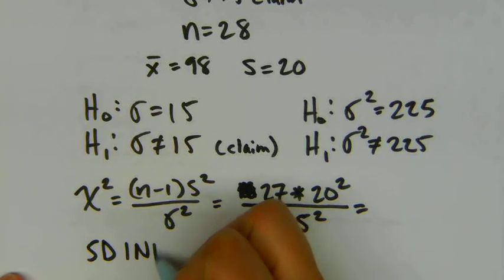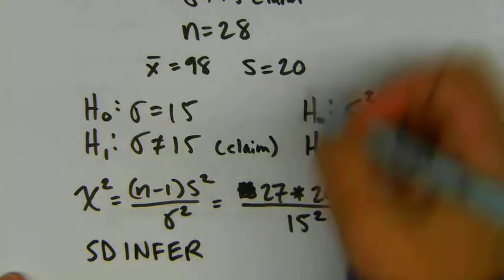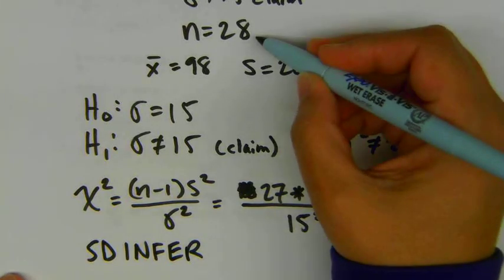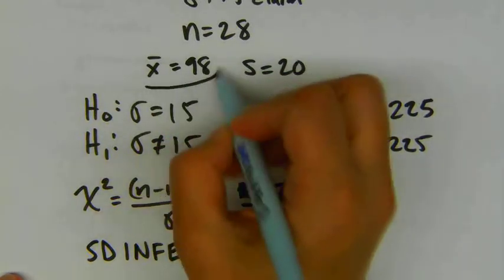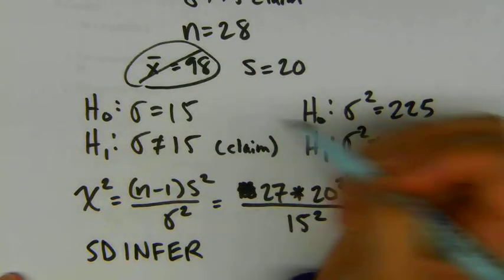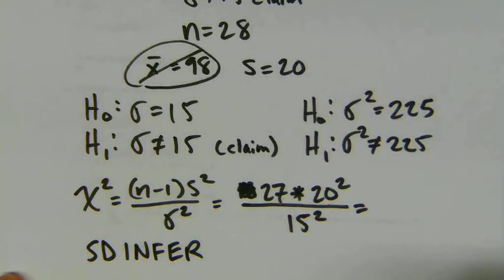If you have raw data, you would need to run one-var stats so that you have n and you have s. So we're actually not going to even use the sample mean here. This question wasn't about means at all. It was about the standard deviation. So it's just extra information that they give you in here.